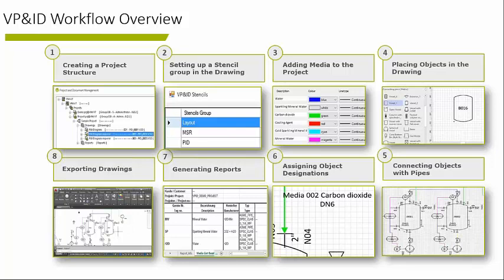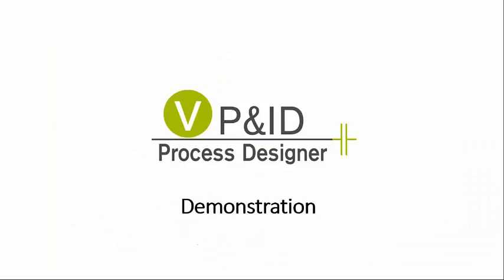your P&ID drawing. Once your P&ID is created, you can generate or extract reports such as your pipeline list, valve list, equipment list or data sheets, etc. And also you can export the drawings in AutoCAD DWG format as well as in PDF format. So this is a typical workflow which is followed in Visio P&ID Process Designer. Now let us go through the quick demonstration.